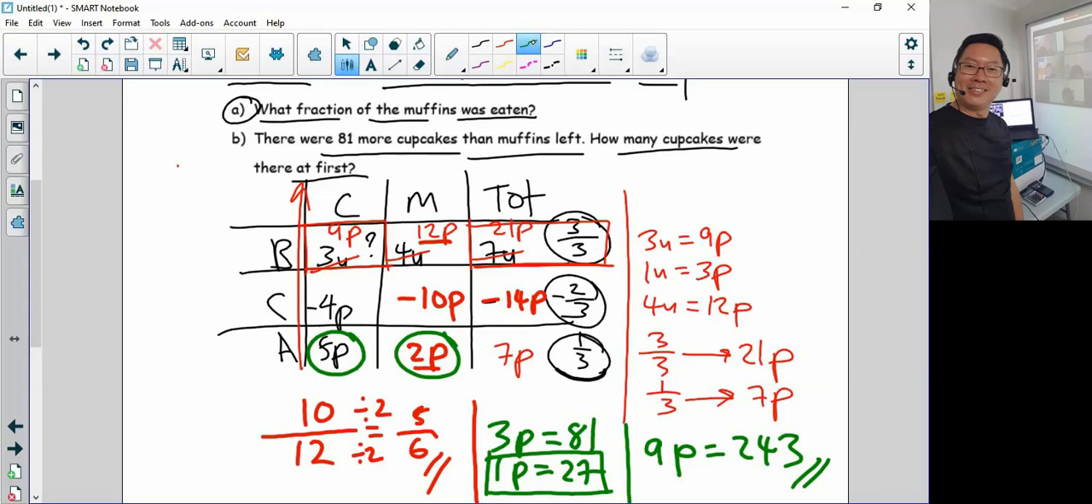So this is the whole idea of what I'm doing, to show you that there's something called table method. And once you understand that, then it helps you to solve problems more effectively the next time. Okay, any questions?